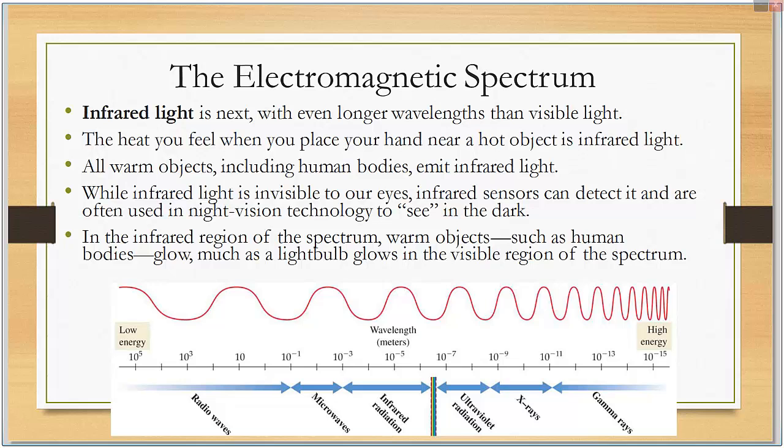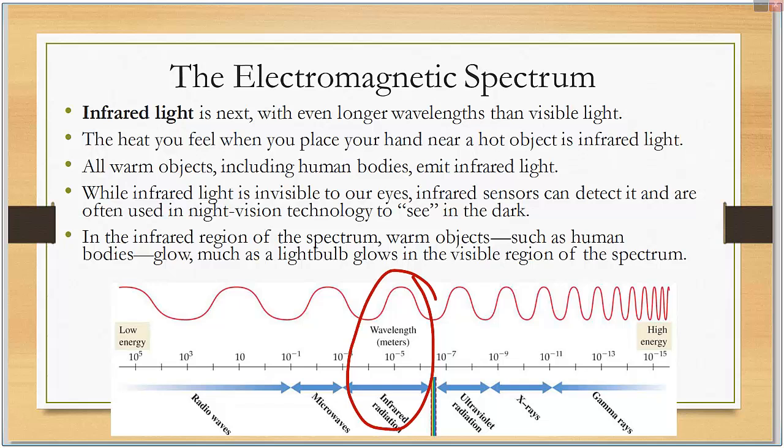Alright, so infrared is next, with even longer wavelengths than visible light. The heat you feel when you place your hand near a hot object is infrared light. All warm objects, including human bodies, emit infrared light. While infrared light is invisible to our eyes, infrared sensors can detect it and are often used in night vision technology to see in the dark. In the infrared region of the spectrum, warm objects such as human bodies glow much as a light bulb glows in the visible region of the spectrum.